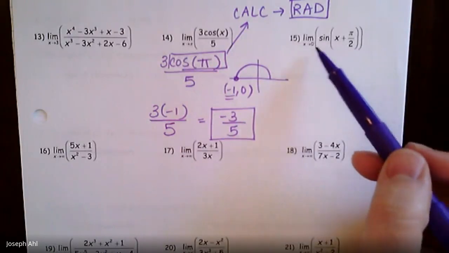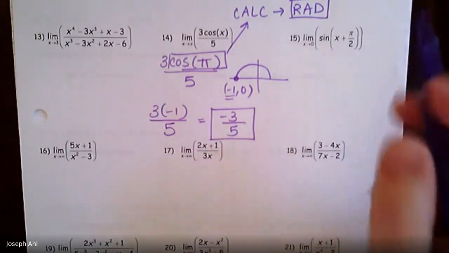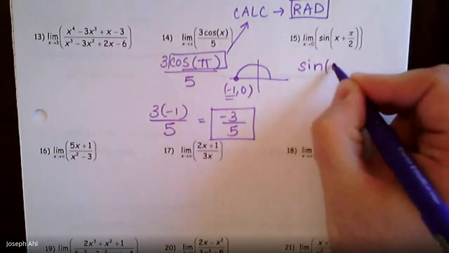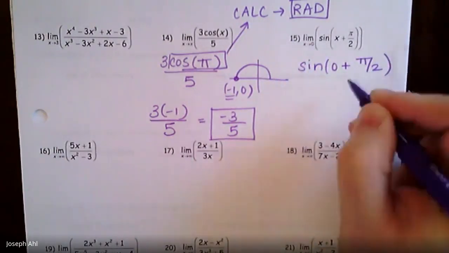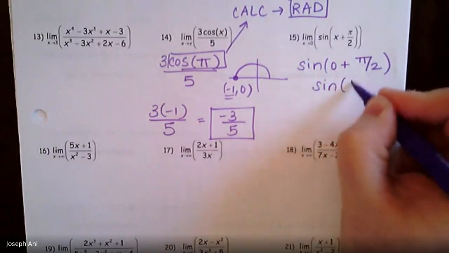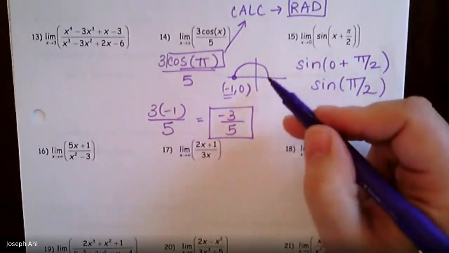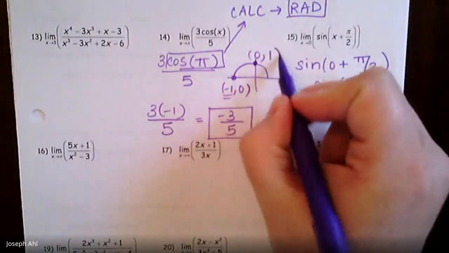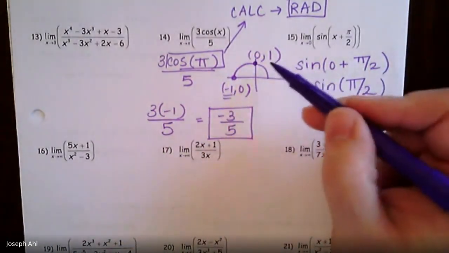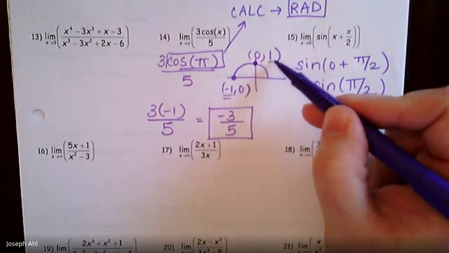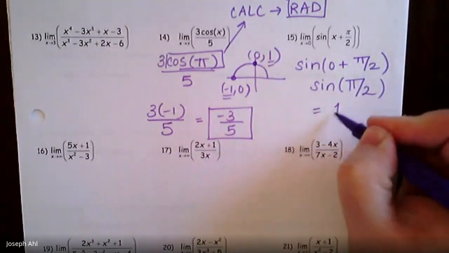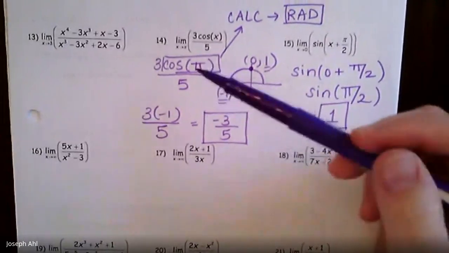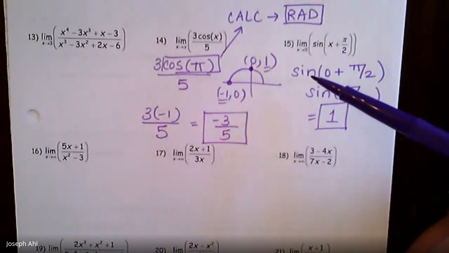Similarly, for number 15, the limit as x goes to 0. If you plug in 0 for x, you're going to get sine of 0 plus pi over 2, which is really just sine of pi over 2. And maybe I'll even just steal the picture from over here. Pi over 2 is up here, right? Coordinate is 0, 1. Since sine corresponds with the y value of that point, the answer to number 15 is actually just 1.